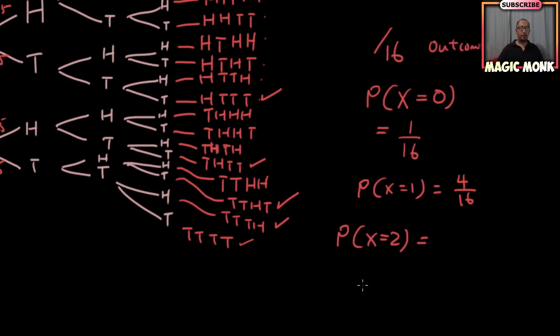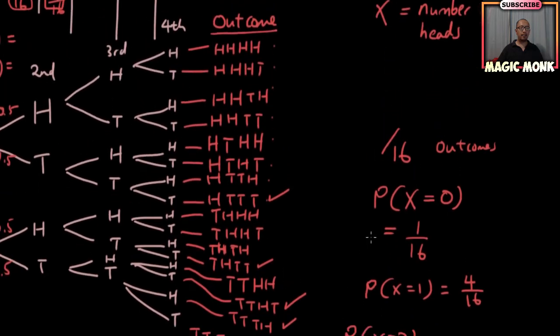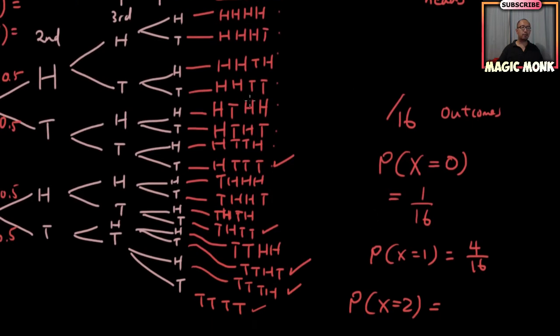Okay, so probability of x being 2 would be, you look through these and you would see how many of them have 2 heads. So that one's got 2 heads. That one's got 2 heads. Oh, let's use a different colored pen.